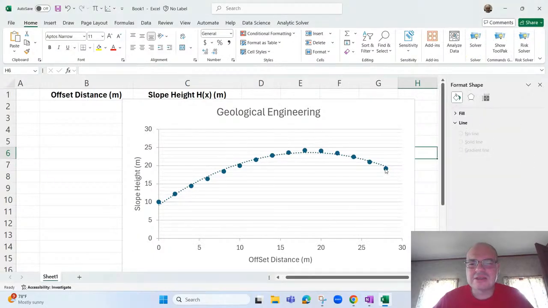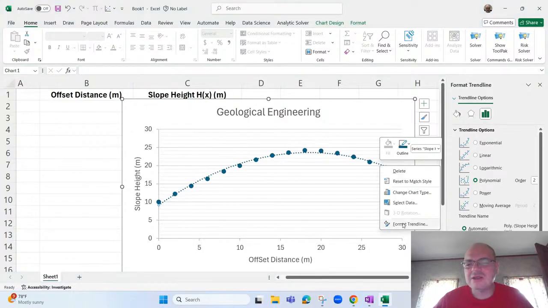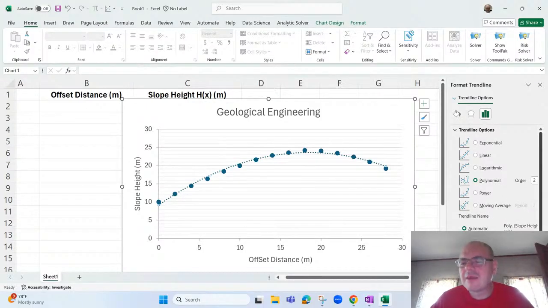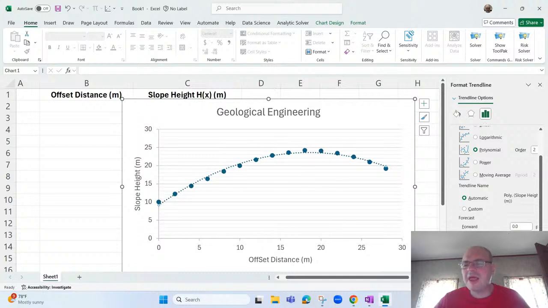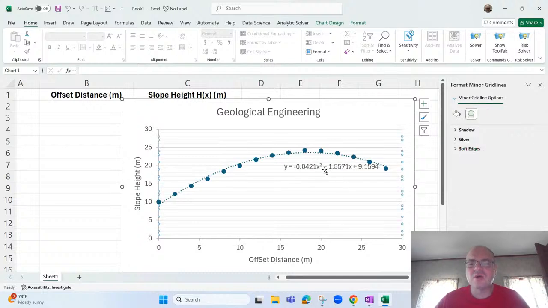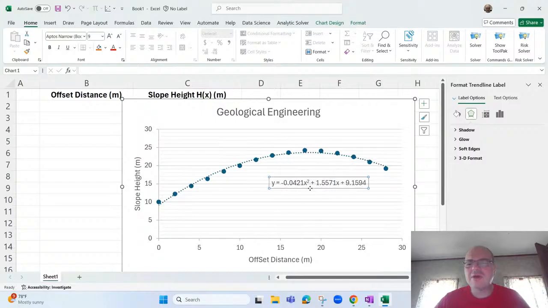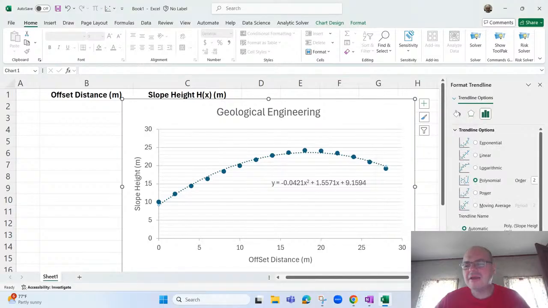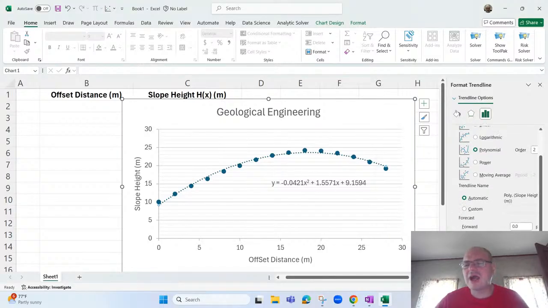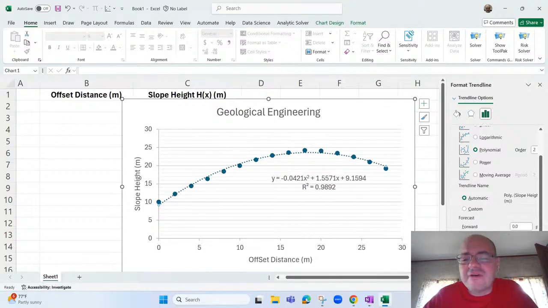Sorry, I'm trying to get this to work right. The usual clunkiness with Excel. Display equation on the chart. So here's the equation itself that really best fits our data. Format trend line. You can also display R squared, which tells you the percentage fit of your data to the curve. If I increase the polynomial order, I'm always going to get a better and better fit, but I'll lose simplicity in my function.